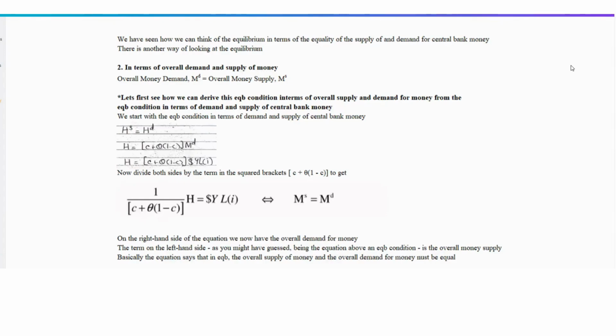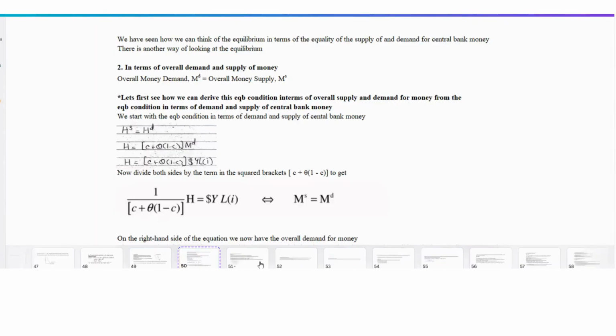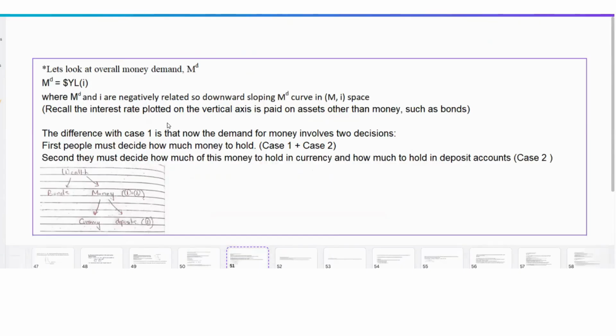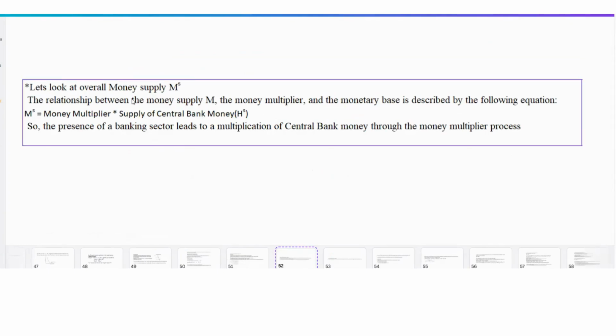We were looking at the financial market, the case where we don't just have a central bank, but we have a banking sector also. So here we saw how financial market equilibrium can be expressed, one, in terms of how supply of central bank money is equal to demand of central bank money. Then we looked at how financial market equilibrium can also be expressed as where overall money demand is equal to overall money supply. So we were looking at the second way to express financial market equilibrium, where we discussed first overall money demand. Now let's look at overall money supply.